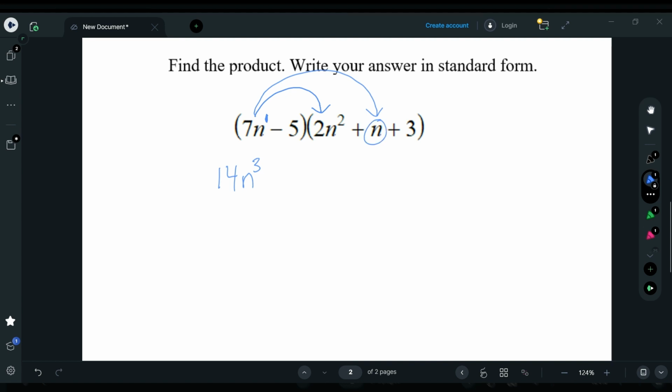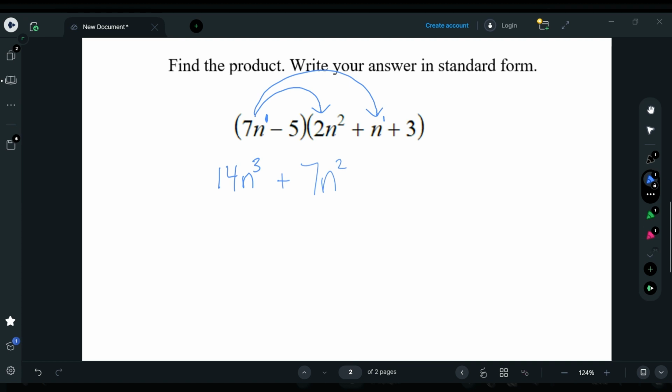This term doesn't have a coefficient, or you could think of it as an invisible 1. So 7 times 1 is a 7. That's going to stay 7. It's positive, so we'll put plus 7. n times n, again, this one also has an invisible exponent of 1. Add those up. 1 plus 1 is a 2. So the new exponent is a 2.